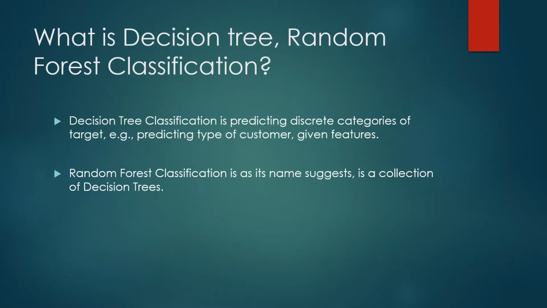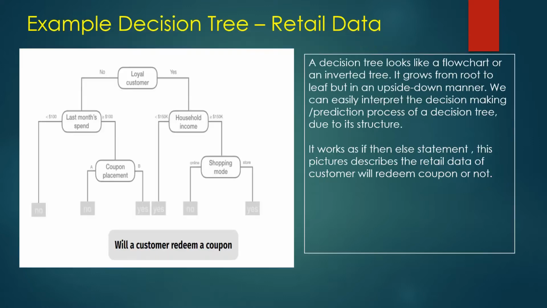What is decision tree and random forest classification? Here are some definitions. Decision tree classification is predicting a discrete category of the target, for example, predicting the type of customer given features. Random forest classification, as its name suggests, is a collection of decision trees.